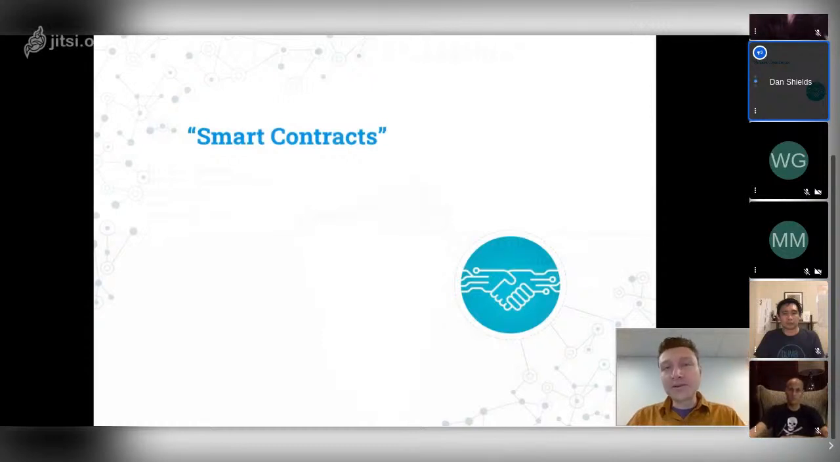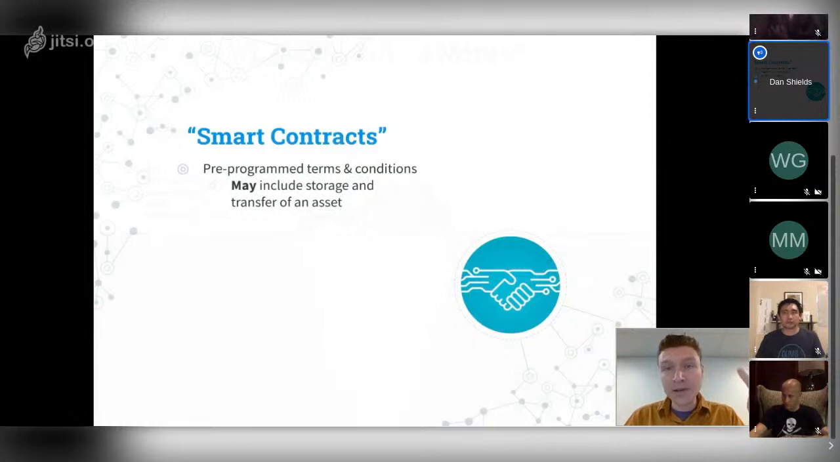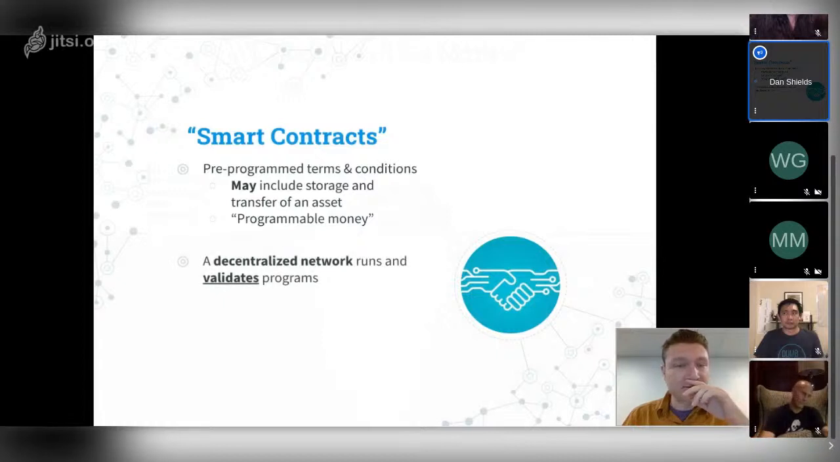Well, this is where we enter smart contracts. And this, in my mind, is one of the really unique new things that blockchain enables beyond just currencies, right? These are pre-programmed terms and conditions that we can put onto a blockchain. This could then, because we're using blockchain technology, include storage and transfer of assets programmatically, right? And so programmable money is a term you'll hear thrown around, and it really encapsulates what people are able to do with this stuff.